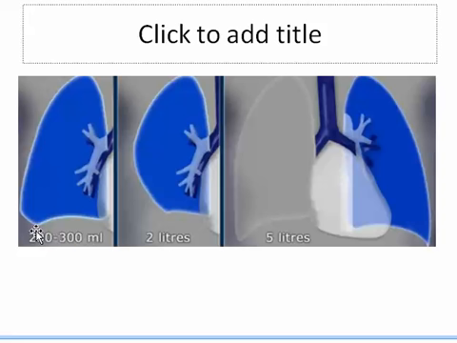Obliteration of the costophrenic angle, rising to the axilla and complete opacification of the right hemithorax. Here the amount from left to right is 200, 2000 and then 5000 ml.